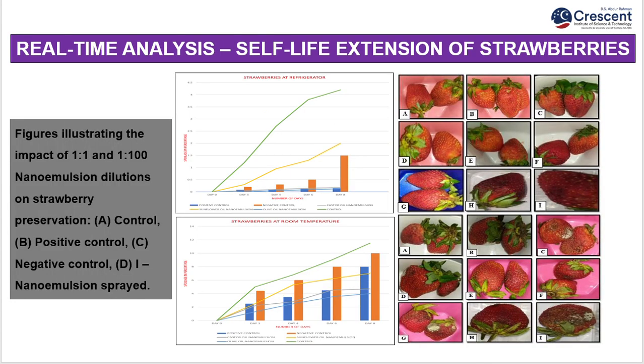In the same way, we tried with strawberry also. I hope everybody knows, when we buy strawberries, even if we put them in the fridge, they get spoiled easily. But when we spray this nano emulsion, it shows 3 to 4 days. And if it is refrigerated, up to 1 week, it shows fresh and healthy strawberries.